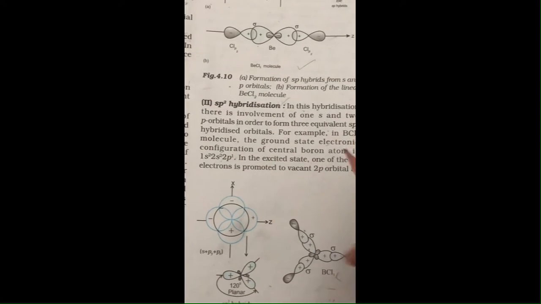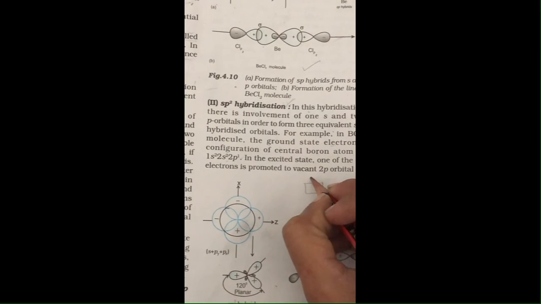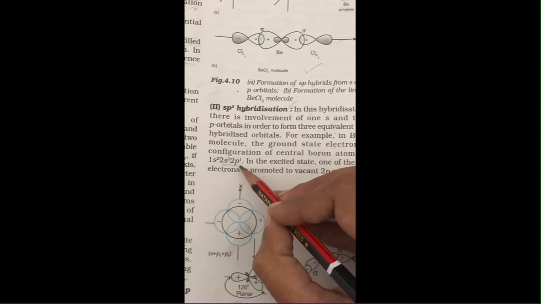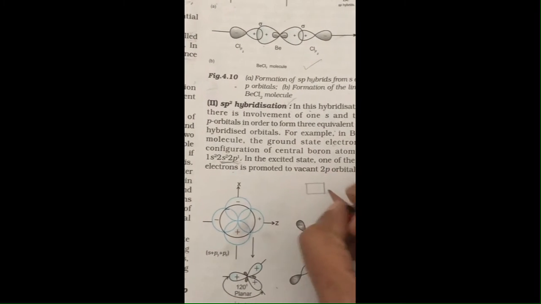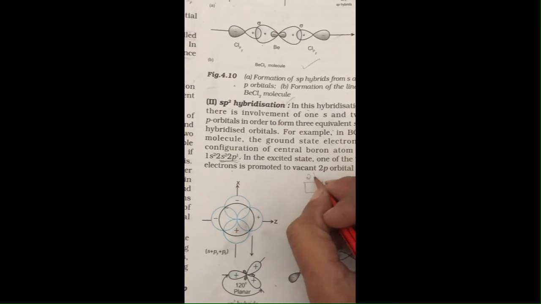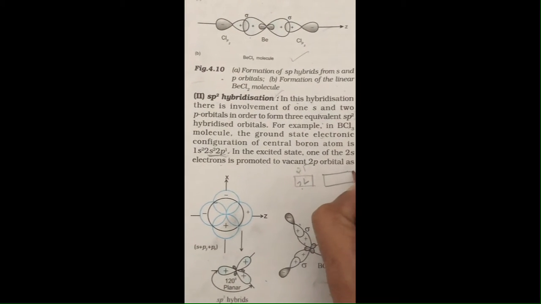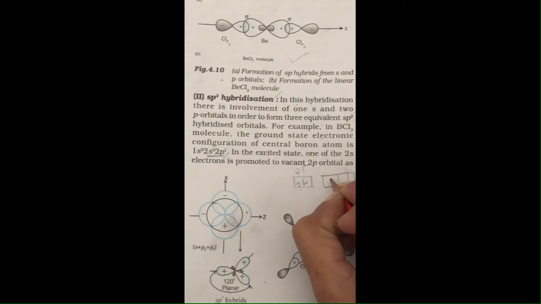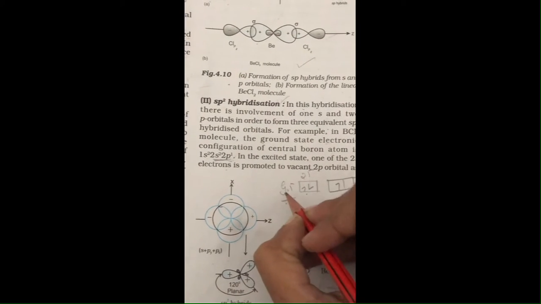I can write it like that. For boron, we have to take the outer shell configuration, that is the second shell, the outermost configuration. In 2s, how many electrons? 2 electrons. And in p, I am having only 1 electron. This is the ground state configuration.